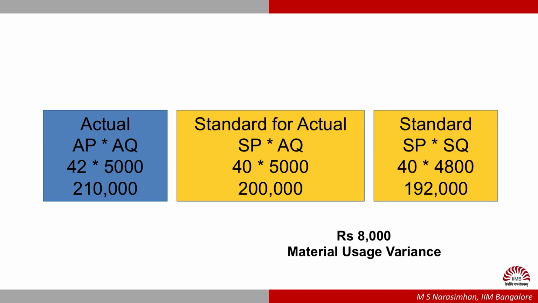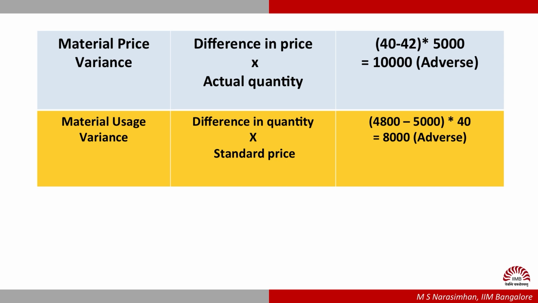The material usage variance is the difference between the middle and last values, that is the difference between the standard cost for actual material quantity and standard cost. The relevant values are 2 lakh rupees and 1,92,000. This difference is 8,000 and this is also adverse. We can compute the usage variance by taking into account the differences in the consumption times standard price. We consumed 5,000 kg of malt against a standard quantity of 4,800 kg. The difference is 200 kg. At a standard price of 40 per kg, we get the same value of 8,000 difference, and this is adverse.